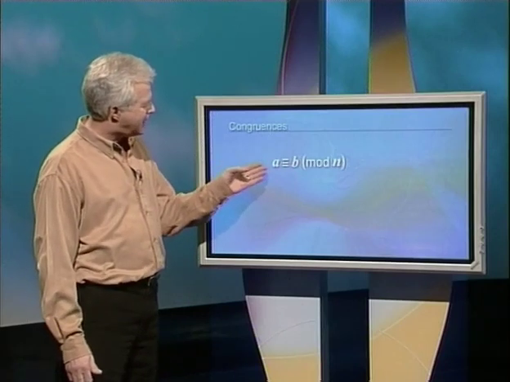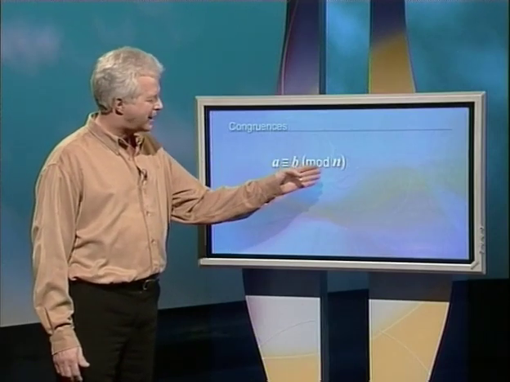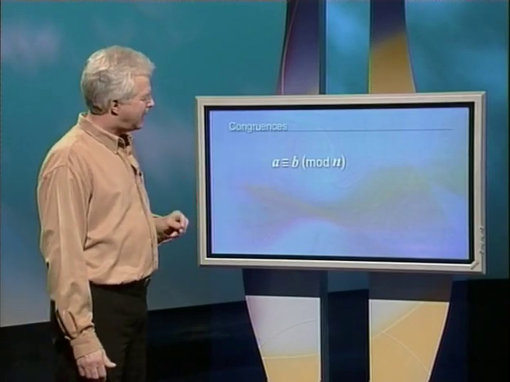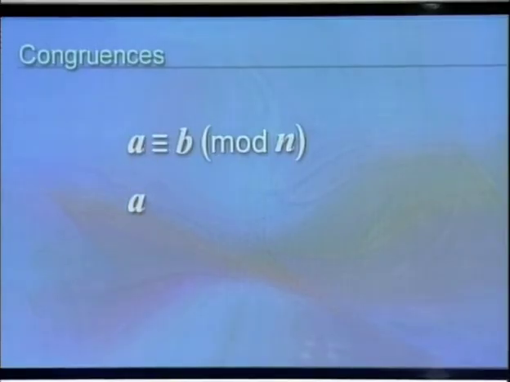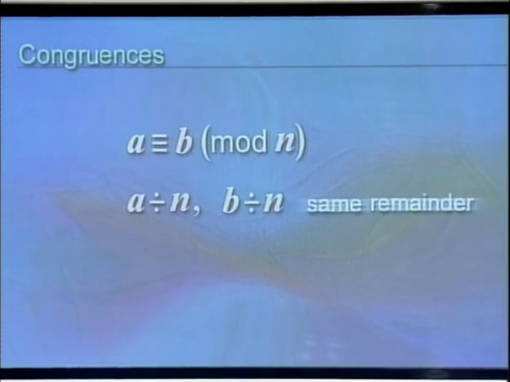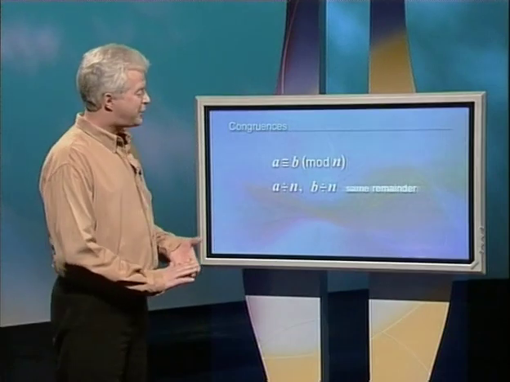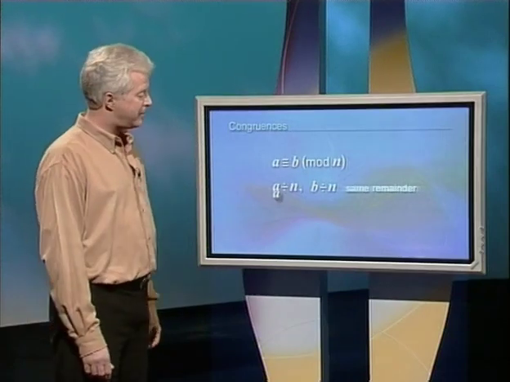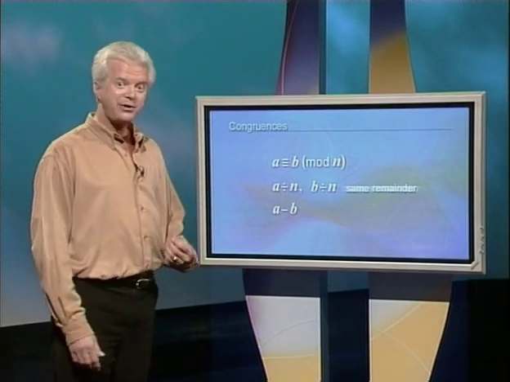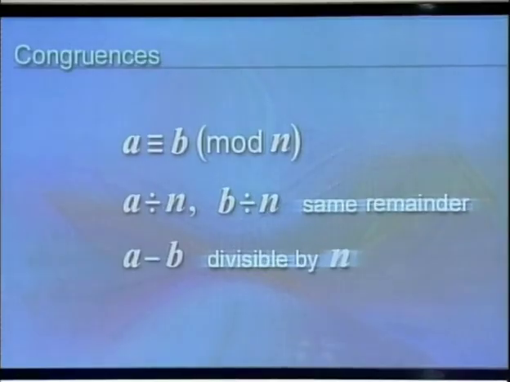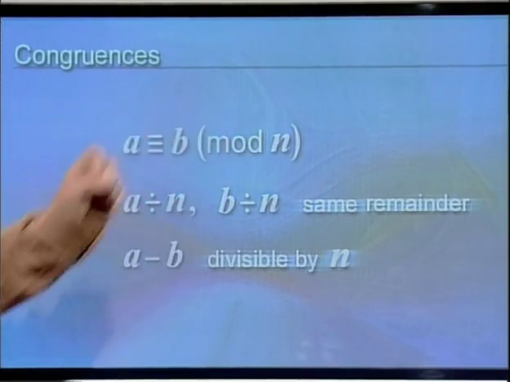Here's a congruence. A is congruent to B mod n. And what that means is the following. If you divide A by n, and then if you divide B by n, the remainder in each case will be the same. Alternatively, if you take A and B and work out the difference between them, A minus B, then that difference will be divisible by n. And either of these definitions do to show that A is congruent to B mod n.